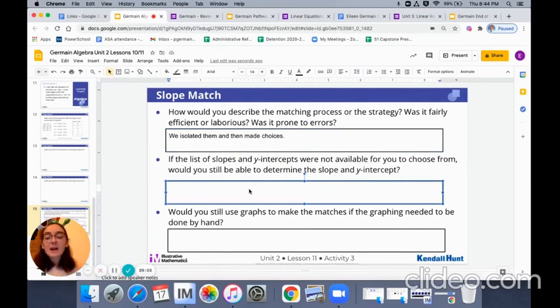So we could have calculated our intercepts, and I'm going to put in parentheses our y and x, and then plotted them and connected. Okay? And would you still use graphs to make matches if the graphing needed to be done by hand?